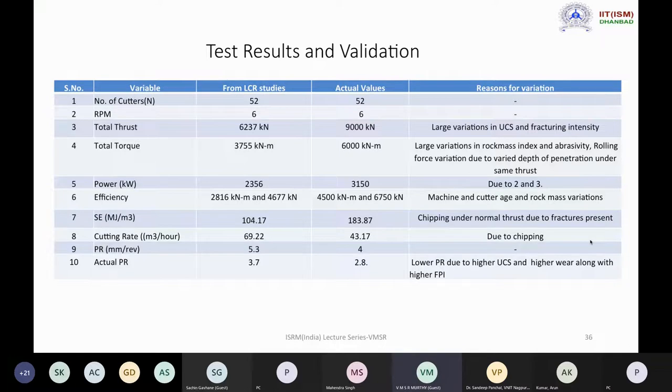So ultimately, what we can find is the lower ROP due to higher UCS and higher wear, along with higher FPI. FPI is the field penetration index, which is nothing but thrust per cutter divided by revolutions per minute. This is another index that we are using for defining TBM performance in actual practice. At the end of the day, based on the LCR test, we grab whatever data we can from the field and compare the LCR predicted values and the actual values, and find out where there are gaps. That way we can improve the test method on one side, and also improve the data collection and analysis part, so that we have a fair comparison amongst them.